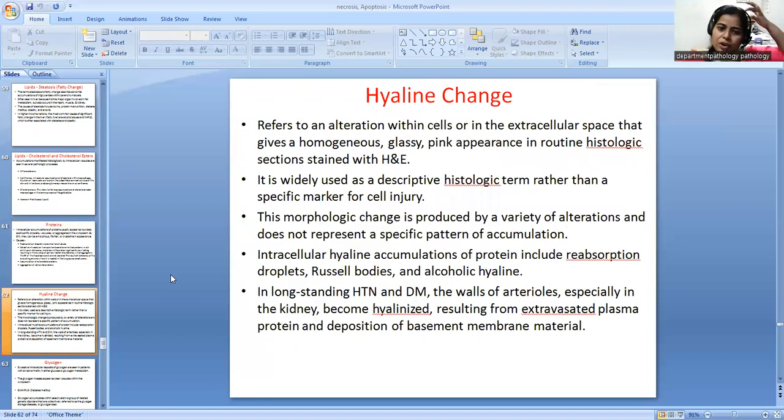Hyaline change refers to alteration within cells or in extracellular space that gives a glassy, homogeneous pink appearance in routine histological sections stained with H&E. It is widely used as a descriptive histological term rather than a specific marker for cell injury. It is found in a variety of alterations: resorption droplets, Russell bodies, and alcoholic hyaline. In long-standing hypertension and diabetes mellitus, the wall of arterioles becomes hyalinized, resulting from extravasated plasma protein and deposition of basement membrane material.